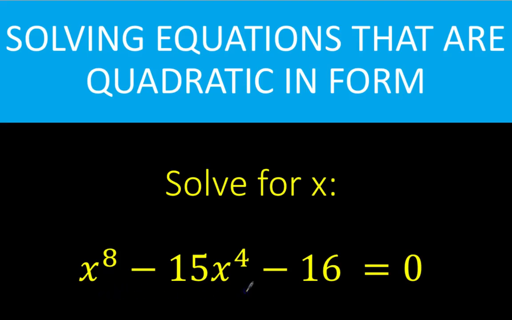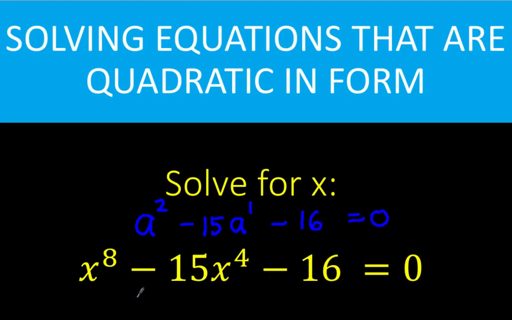We know that this equation is quadratic in form because if this exponent 8 is 2 and this exponent 4 is 1, then we have a quadratic equation. So our goal in this problem is to rewrite this given equation in the form: any variable, let's say the variable a, raised to exponent 2, then we just copy the coefficient and the sign, times the variable a raised to exponent 1, minus 16 equals 0.